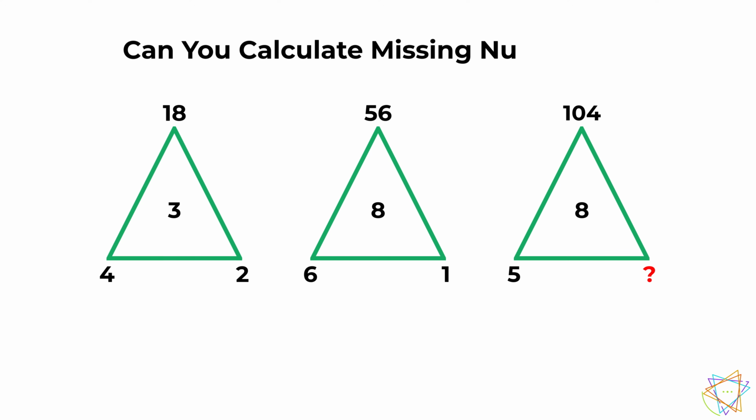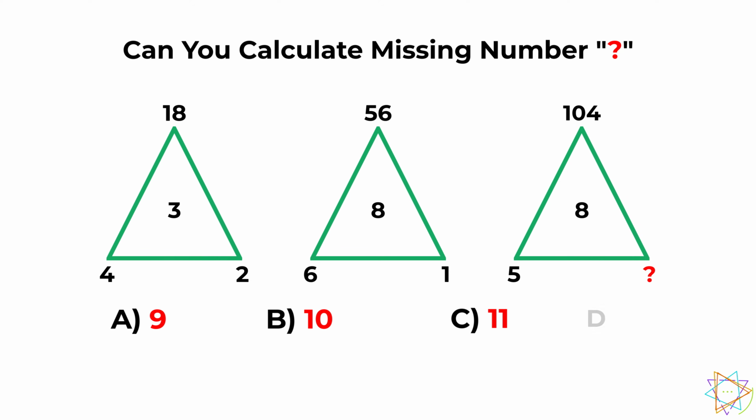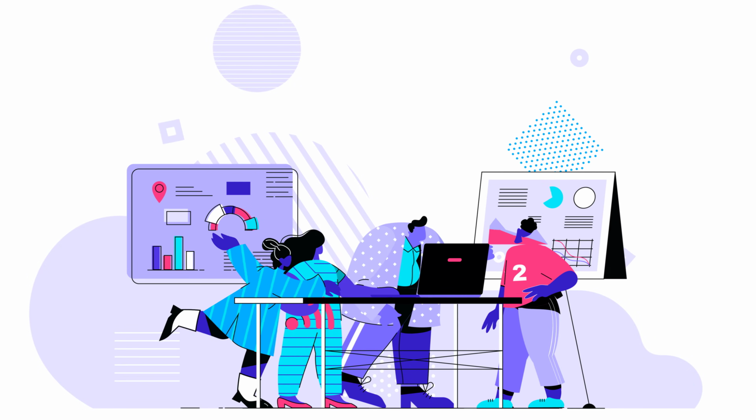You need to calculate the missing number. You have 4 different choices. Choice A, 9, choice B, 10, choice C, 11, and choice D, 12. Do you see the answer? Give yourself a little bit of time to make sure you can come up with the solution. Ready or not, I am going to move forward so we can solve this problem together.